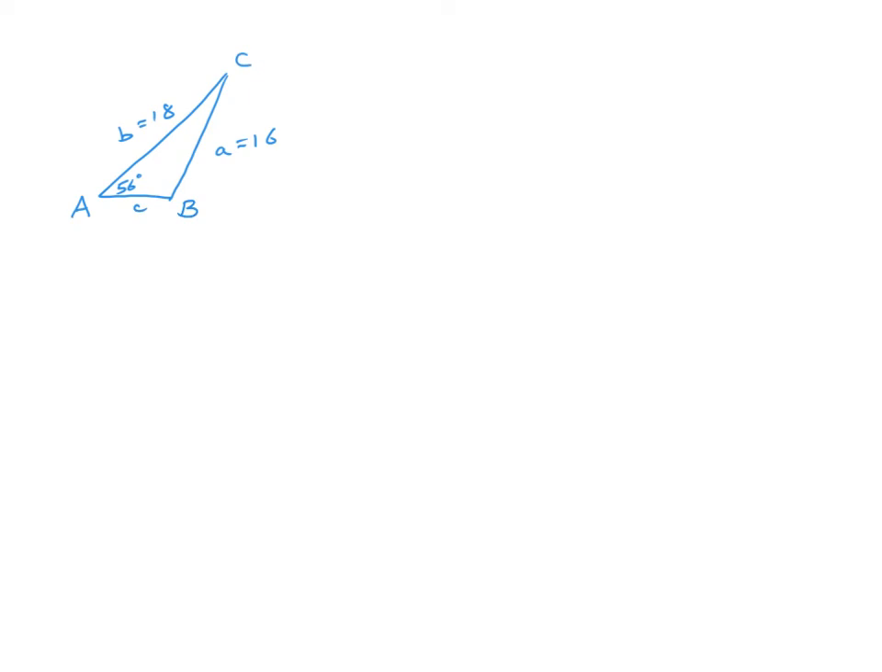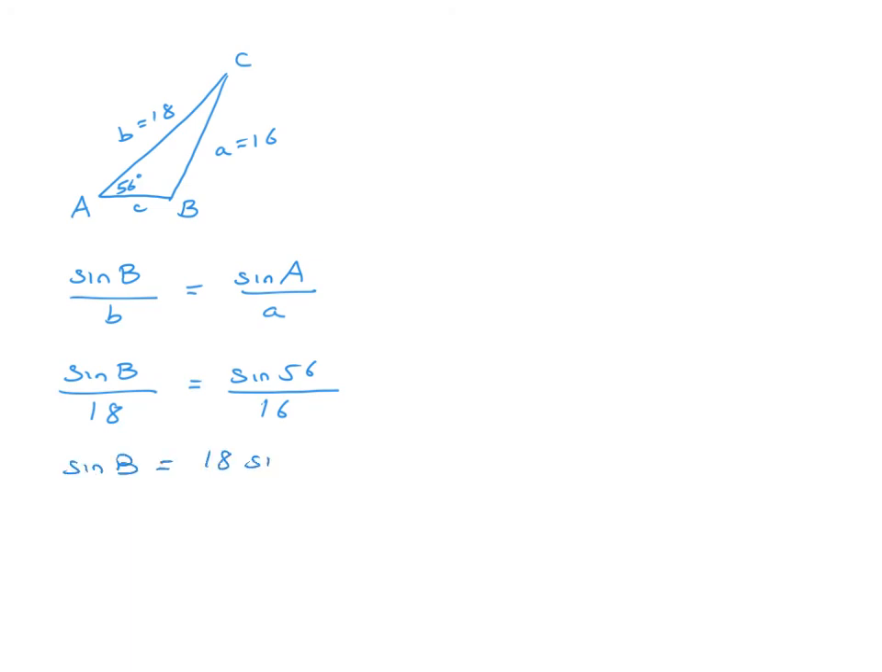Well, I guess like last time, what we can do is still start by solving for the measure of angle B. The same formula from the law of sines is, okay, sine of B over B is equal to sine of A over A. The only thing I don't know is B. So this is sine of B over, okay, B is 18. That's equal to sine of 56 all over 16. Again, I'll multiply 18 to the other side of my equation. Sine of B is equal to 18 times sine of 56 all divided by 16.